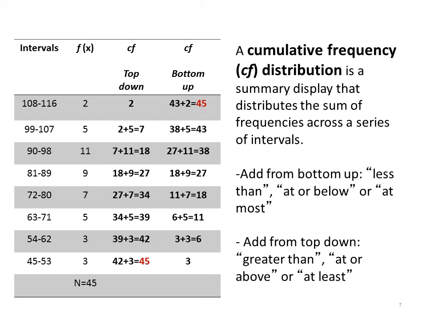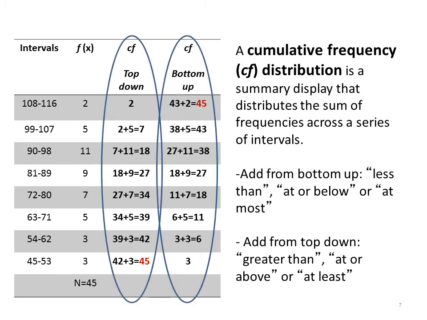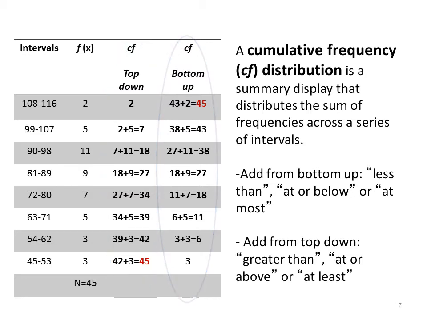When you add the frequency counts from top down or from bottom up, you will get a cumulative frequency. If we want to know how many businesses belong to the dangerous category with more than 99 complaints in the past 3 years, we'll use the top-down method. Add up the frequency counts of the top 2 intervals. 2 plus 5 is 7. So we know there are 7 businesses that belong to the dangerous category because they have received more than 99 complaints in the past 3 years.